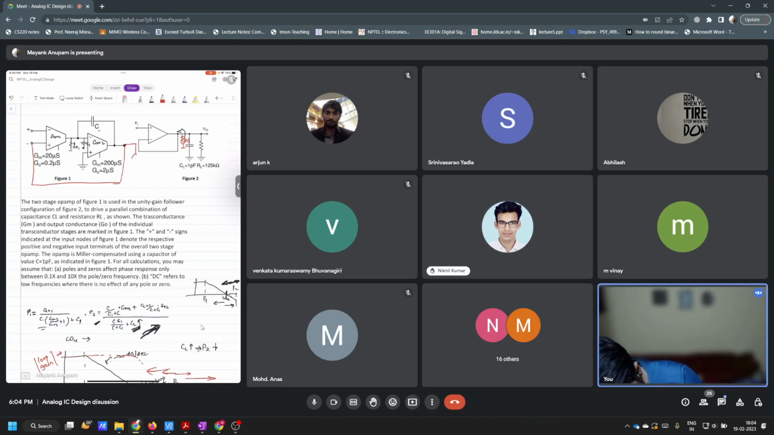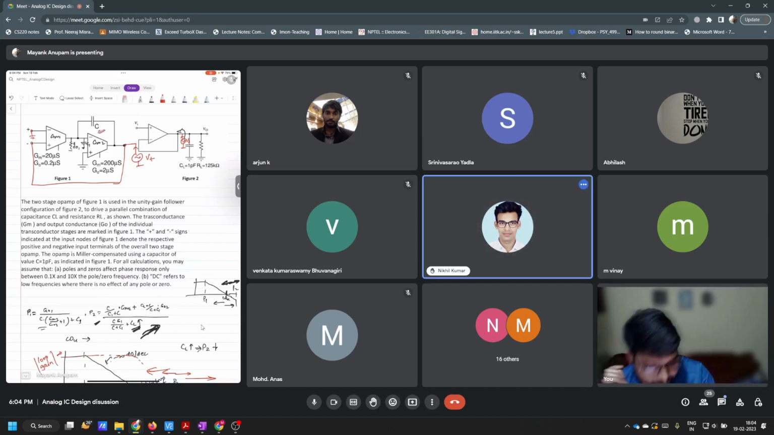In this you have to simply apply a voltage here. You have to ground it. You apply a voltage here. So why are you saying that this capacitor will be open? Because we are applying a DC voltage, VTEST, so the capacitor will behave like an open circuit.